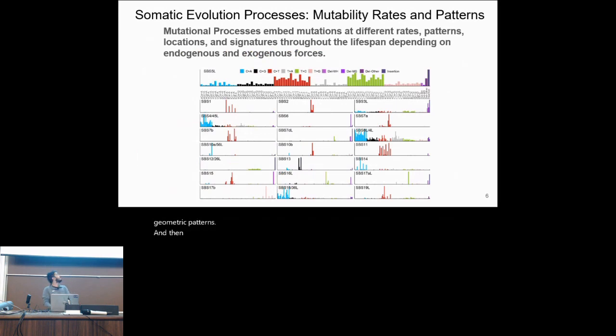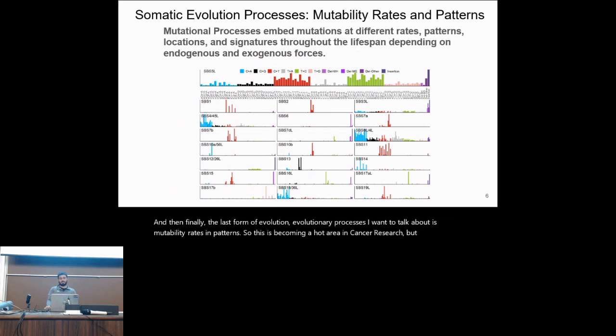And then finally, the last form of evolutionary processes I want to talk about is mutability rates and patterns. So this is becoming a hot area in cancer research, but essentially the DNA recombination repairs and endogenous and exogenous forces from those create these sorts of patterns on the genome. So you can see that this sort of distribution over mutations and locations and mutation rates end up changing throughout the lifespan and due to different forces. So you're essentially creating a form of evolution which has downstream ramifications.